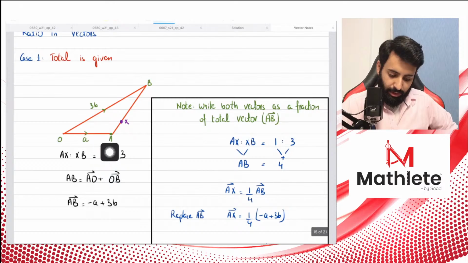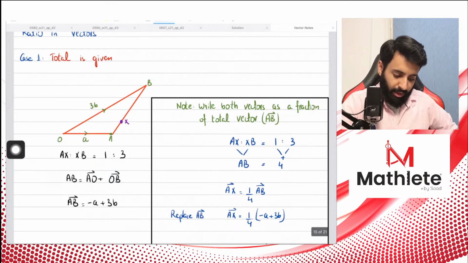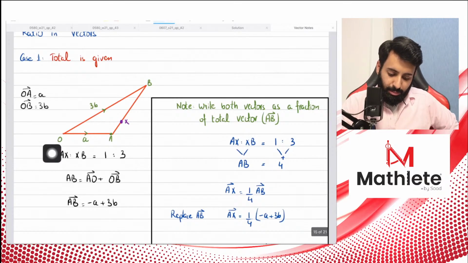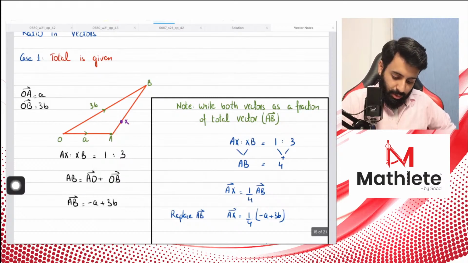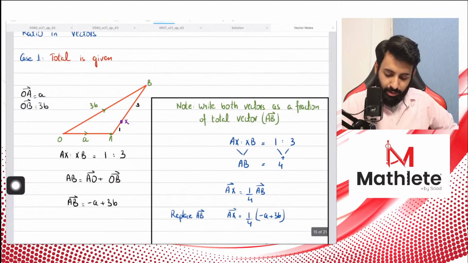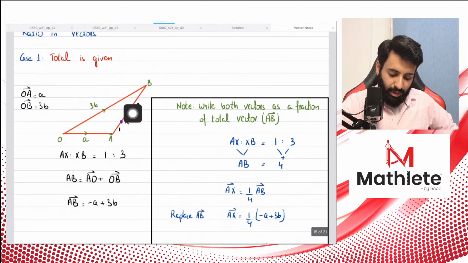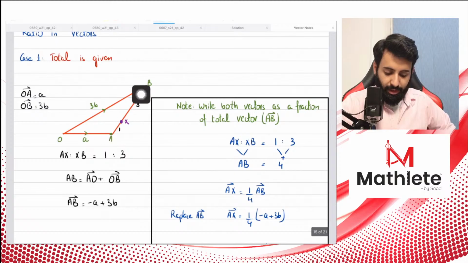In this question, all this information that I'm writing down is something you're already given. You're given that OA equals A, and you're given that OB equals 3B. And then there's a point X on AB, which says that AX and XB are in the ratio 1:3. So that means AX is one part and XB is 3 parts. That means the line AB is basically split into 4 parts.